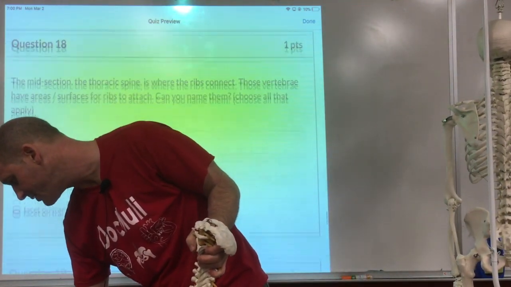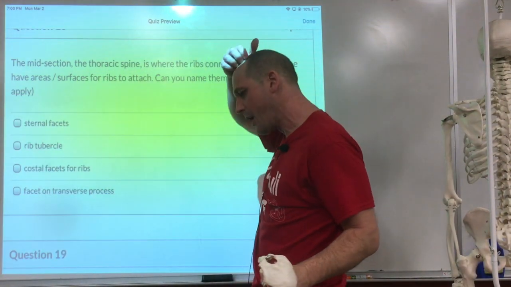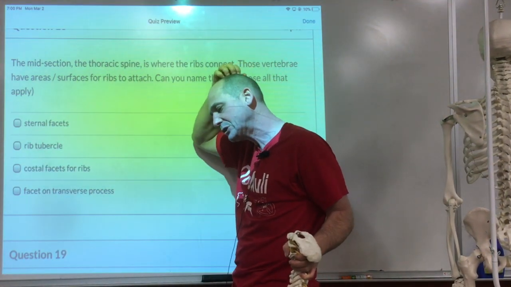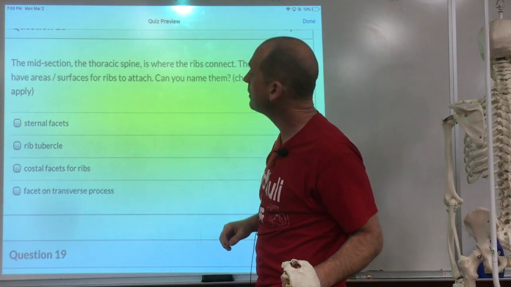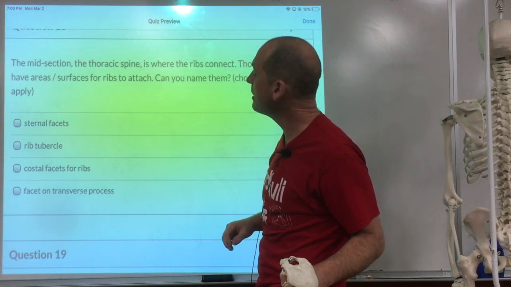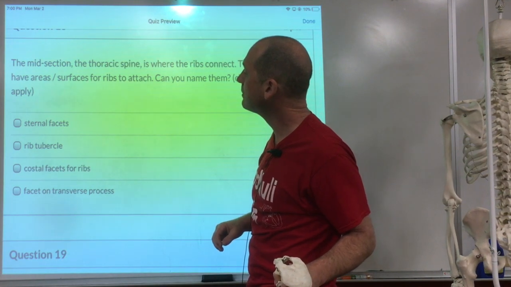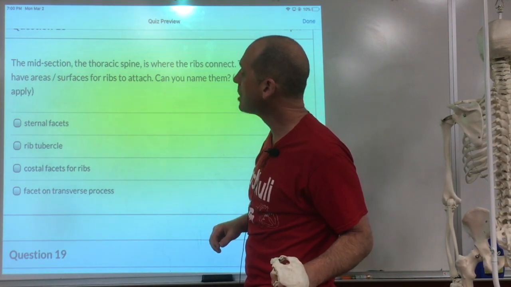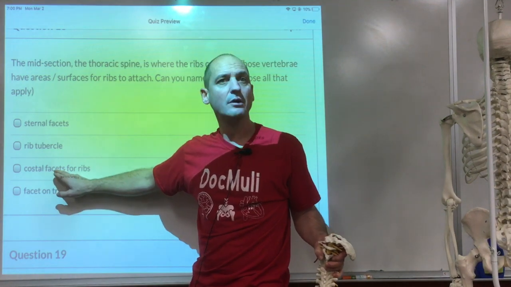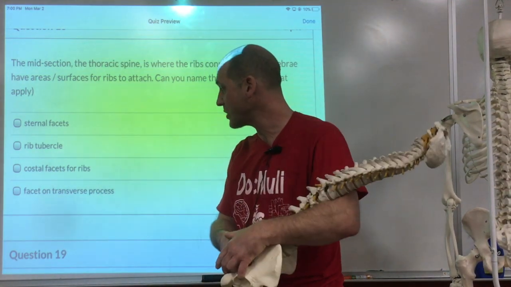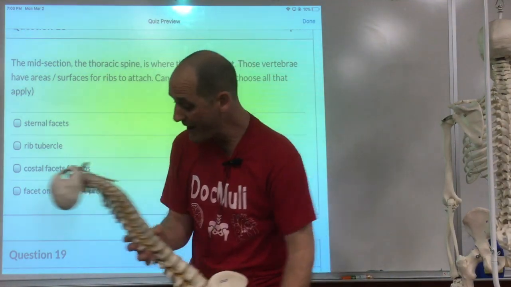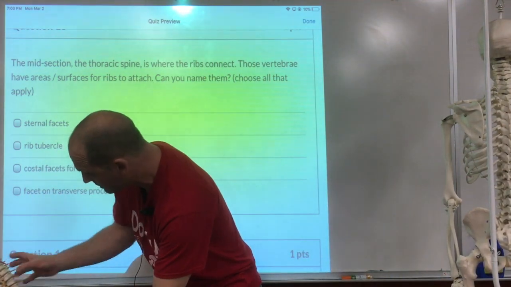Let's see, the midsection is the thoracic spine. Those vertebrae have areas for the ribs to attach. Can you name them? Anybody? Costal facet on the ribs. Yeah. And then the other one? The facets of the transverse process. Good.